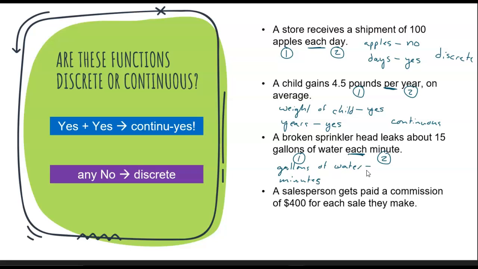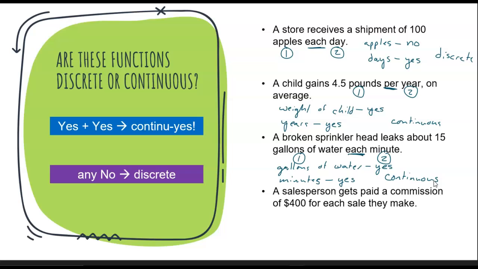Can you have half a gallon of water? Sure you can. Can you have a quarter of a gallon of water? Yeah, definitely. Amounts of water, volumes of water are infinitely divisible. So this is a yes. You can have a thousandth of a gallon of water. That still makes sense. How about minutes? Well, we've already said time is infinitely divisible. Whether you're measuring in minutes or years or days, time is always a yes. So we have two yeses. That means this is going to be continuous.